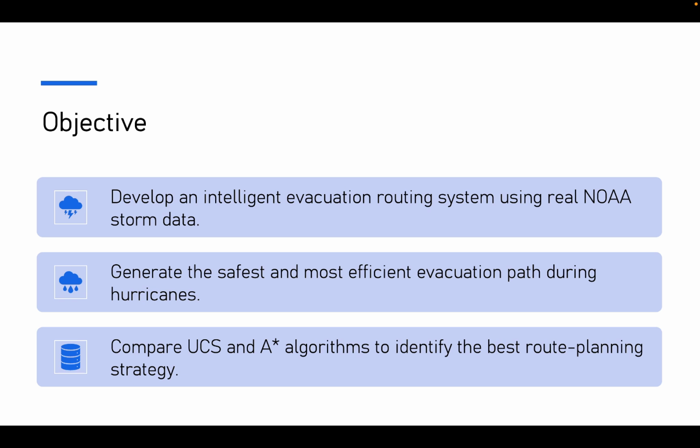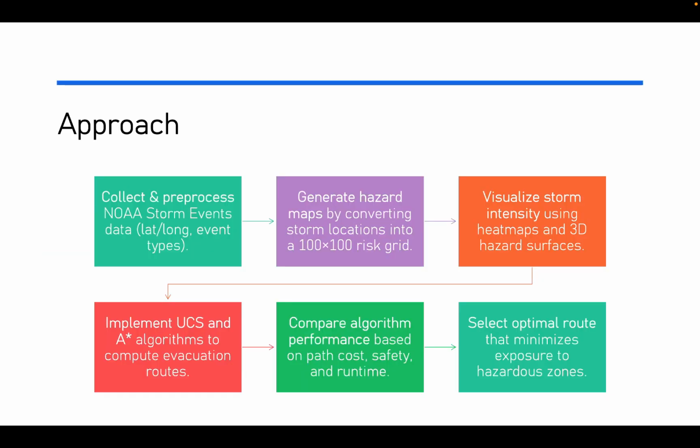Our main objective is to generate an optimal evacuation path while minimizing exposure to high risk storm areas. We compared two classical search algorithms, UCS and A star, to evaluate which performs better in terms of cost, runtime, and efficiency. Our approach included several steps.